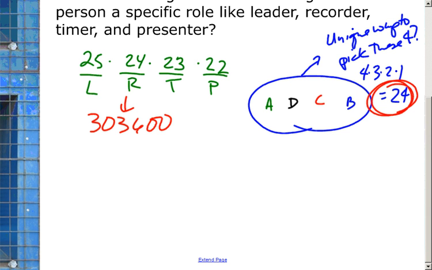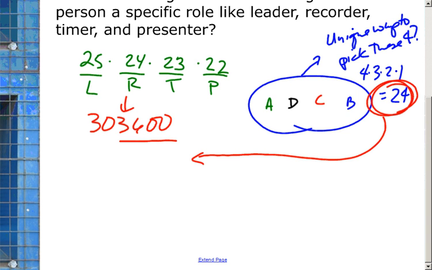Okay, so out of those 303,600 groups, this is a class of 25, if I'm picking from, there are 24 different ways that I'm picking the group that you're currently sitting in. So I could have picked you first, and the person across from you second, the person to your left third, the person to your right fourth. I could have picked the person to your right fourth, then you, then the person across from you, the person to the left, etc. And if order's not mattering, there's 24 different ways of doing that.